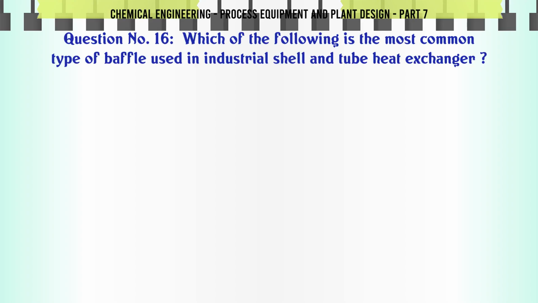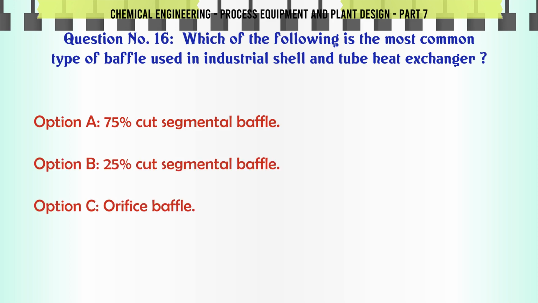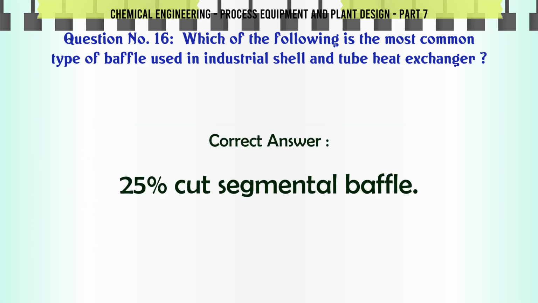Which of the following is the most common type of baffle used in industrial shell and tube heat exchanger? A. 75% cut segmental baffle. B. 25% cut segmental baffle. C. Orifice baffle. D. Disc and donut baffle. The correct answer is 25% cut segmental baffle.